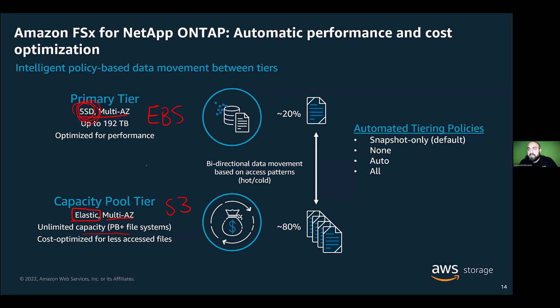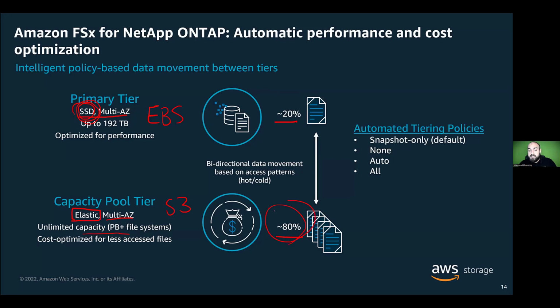So how hot is your data? If it's hot, it moves to the EBS. You're paying for the EBS. If it's no longer being used, it automatically moves to S3 to save your cost. You no longer need to keep it on the hot storage. And we are estimating this from other customers and what we are seeing in the market to be about 20%, 80%, 20% hot, 80% cold data.